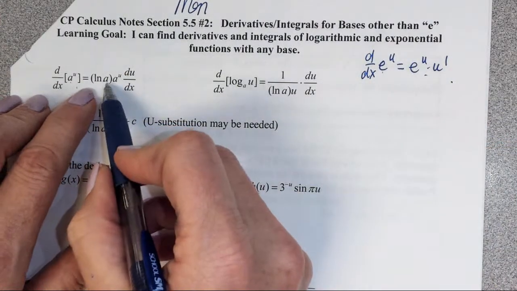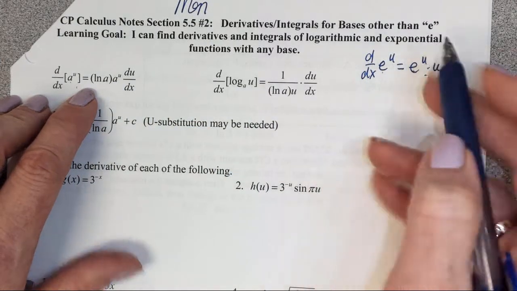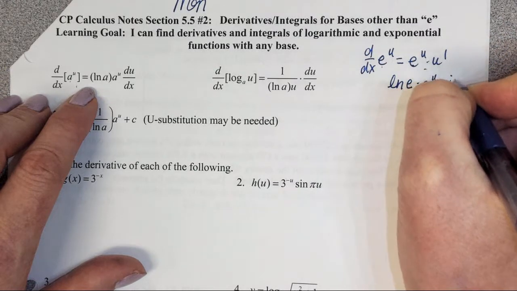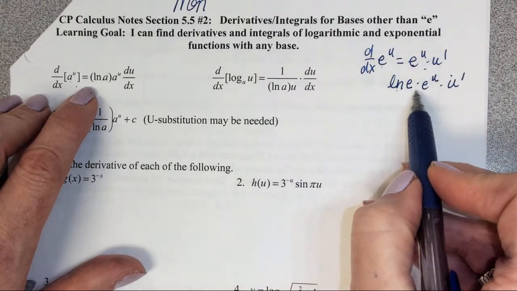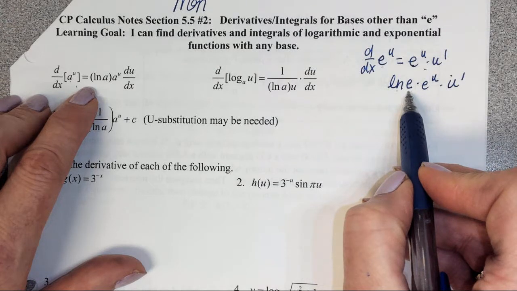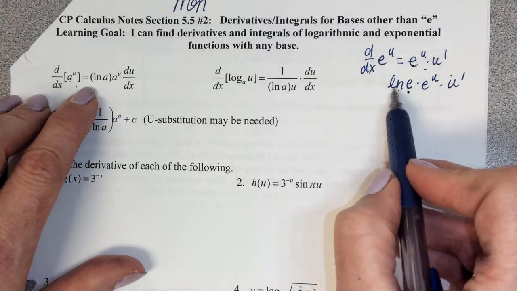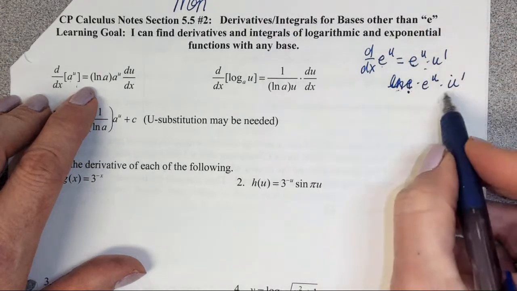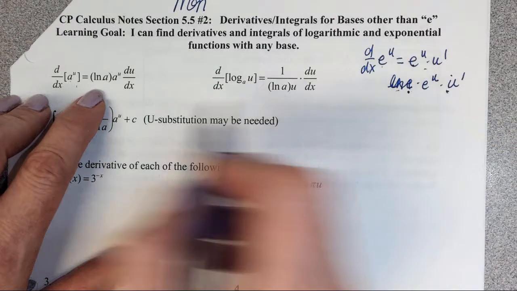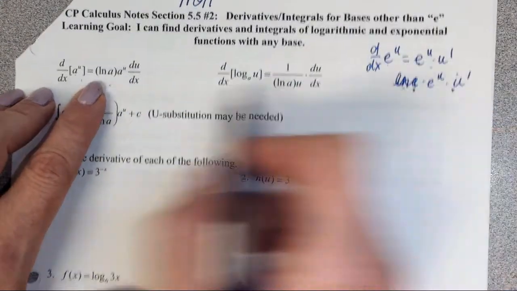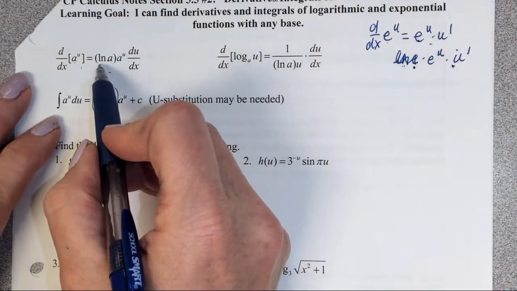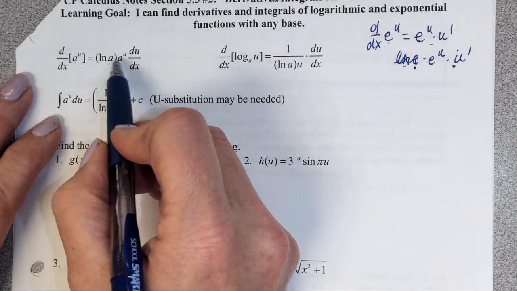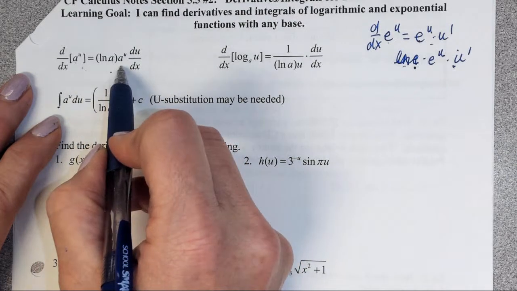What if we used this formula for this? Well, it would be the natural log of e times e to the u times u prime. What is the natural log of e? Just 1. The natural log of e, another name for that, is just 1. So see how we get our formula that we actually use? So we could use this formula over here as well, but it's not necessary. So this is going to be new. If our base is 3, it would go natural log of 3 times 3 to the x. That would be our derivative.